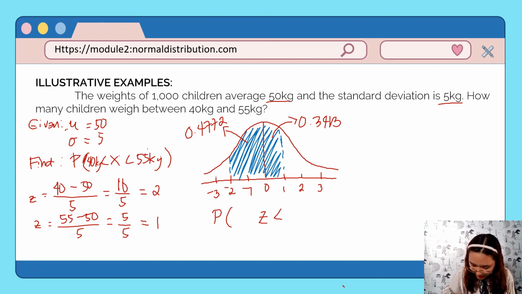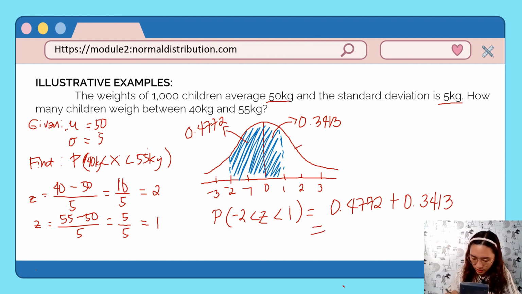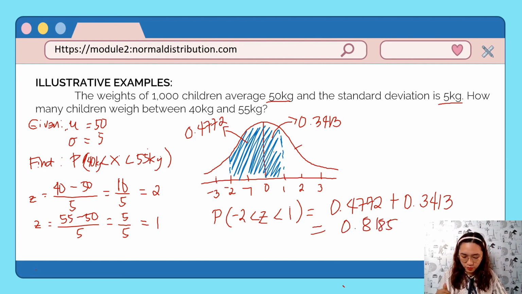So, ipag-add lang po natin siya. Z is less than 1 but greater than negative 2: 0.4772 plus 0.3413. So the answer is 0.8185. So therefore, out of 1,000 children, 81.85% weigh between 40 kilogram and 55 kilogram.